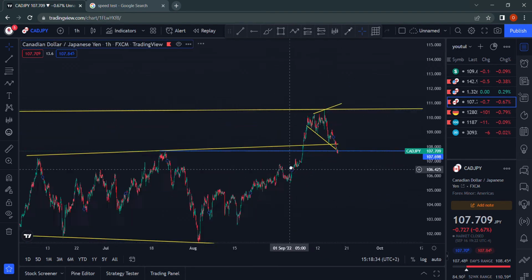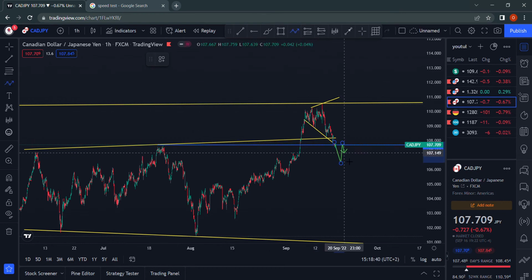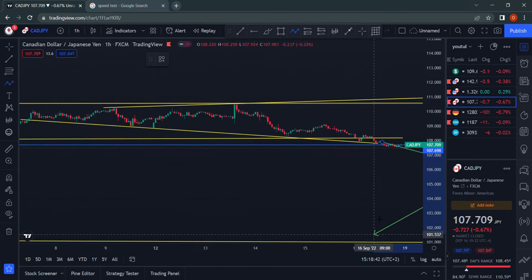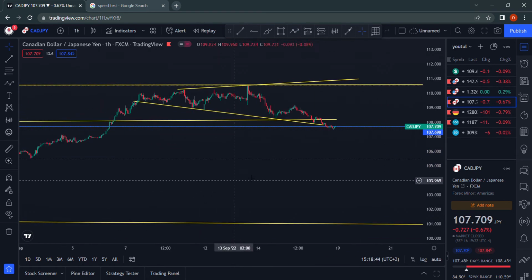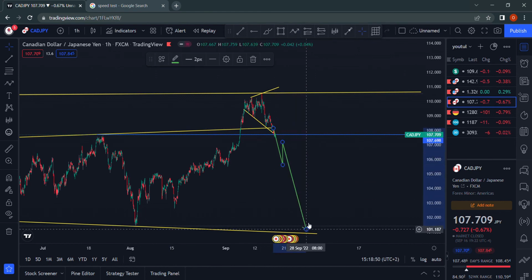What we want to see is price breaking back into our structure like it's doing now. Break back into our structure, give us a correction, and then we'll be willing to take it to the downside. Okay, we'll be willing to take it to the downside just like that.